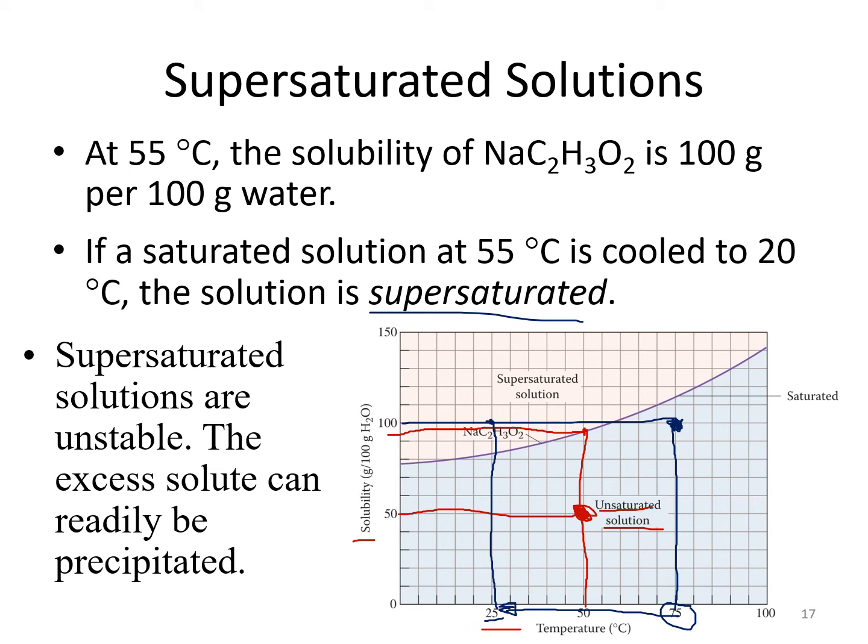And if we let it cool down gently and don't disturb it, what will happen is we will still have that same 100 grams dissolved, but now we are above the saturation line. We have created what is called a supersaturated solution. So in short, to create a supersaturated solution, you heat up your solution, you dissolve your solute, and then you let it cool back down to the temperature that you want, and you will have created a supersaturated solution.